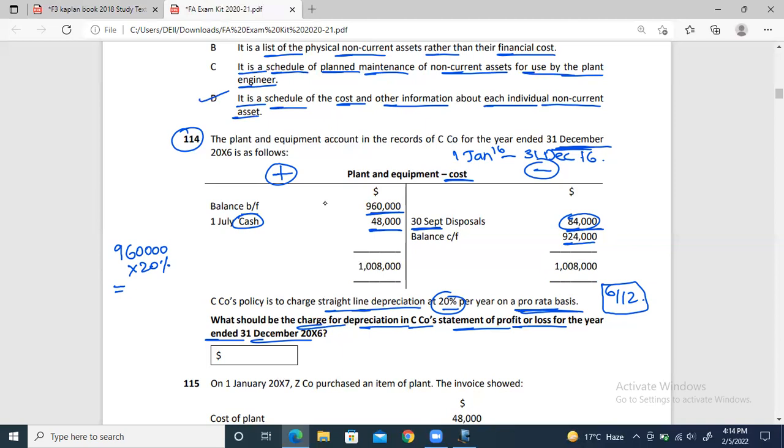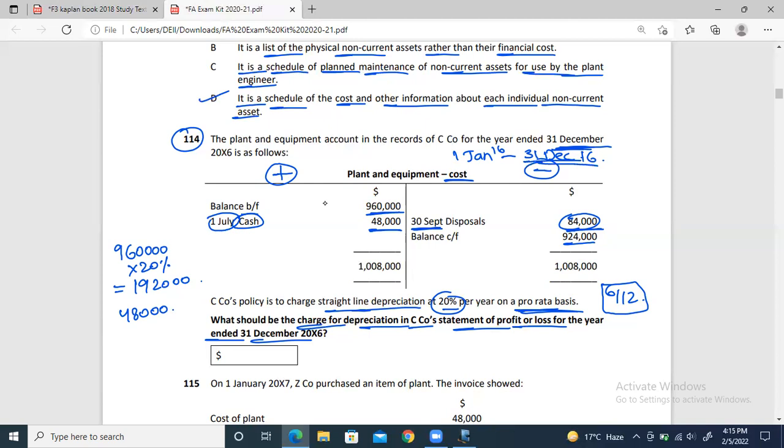So this is 192,000. This is the first depreciation, right? Now we purchased 48,000 additional assets as well. Now, which date did we purchase at? 1st July, right? And the year is ending at 31st December. So that means we just used them for 6 months. So July, August, September, October, November, and December. Just 6 months that we used.